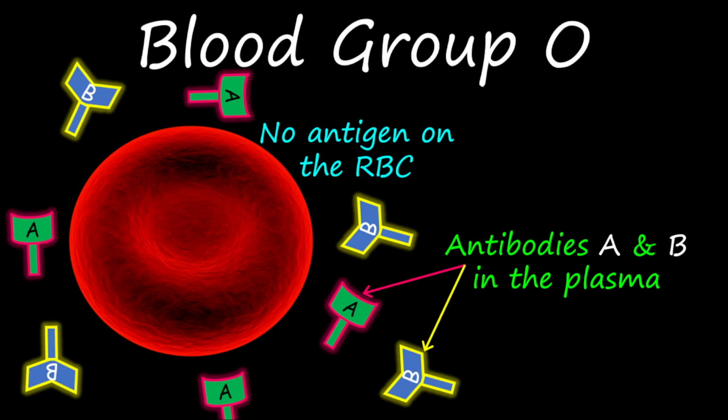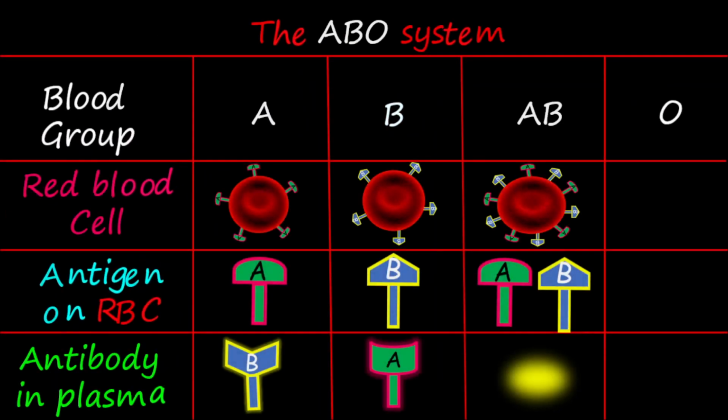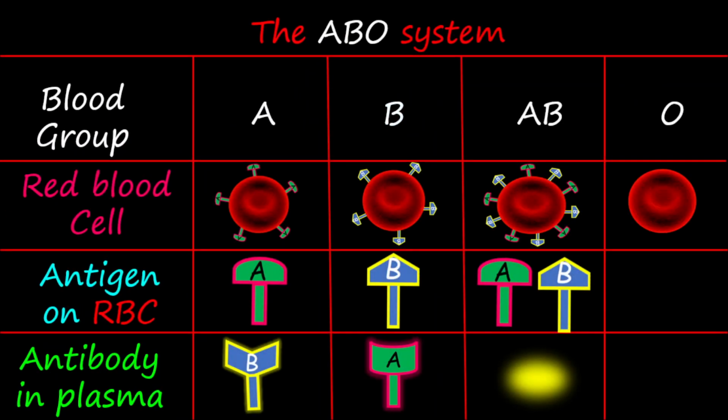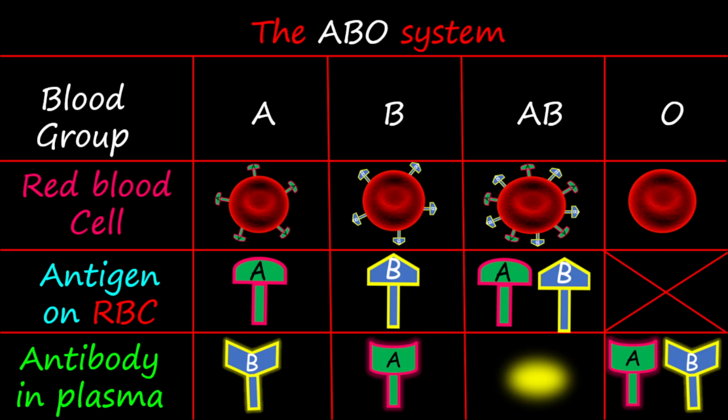All right, so let's quickly put this in our chart. And so what we have here is our red blood cell with no antigen on it at all. However, in the plasma, we have both antibodies, which is antibody A and antibody B.